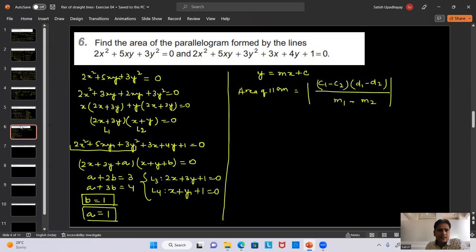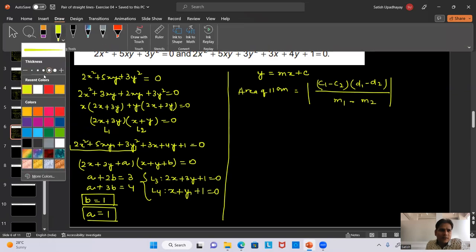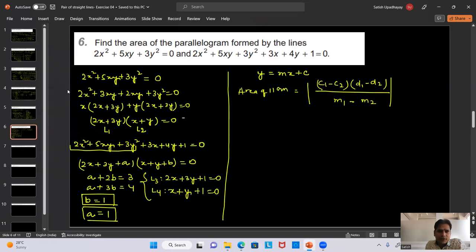Now, if you compare these first two lines, let me change the color of the pen. So it will be basically y equal to, okay. So can we draw, let me draw the parallelogram, a rough diagram.